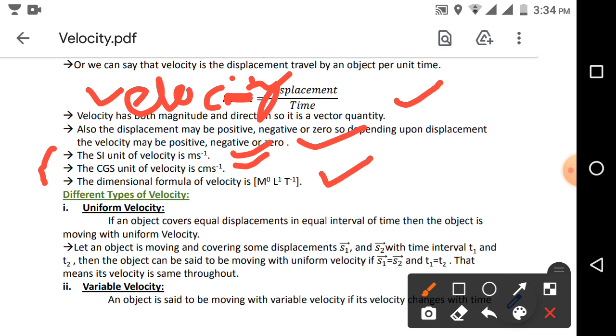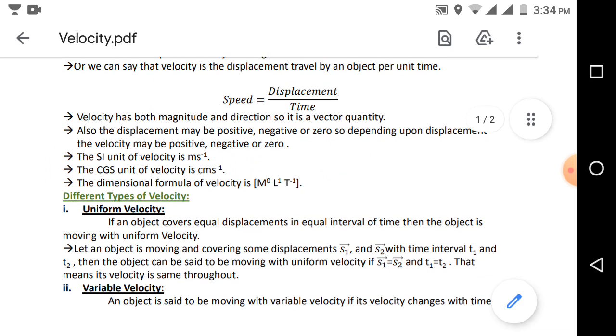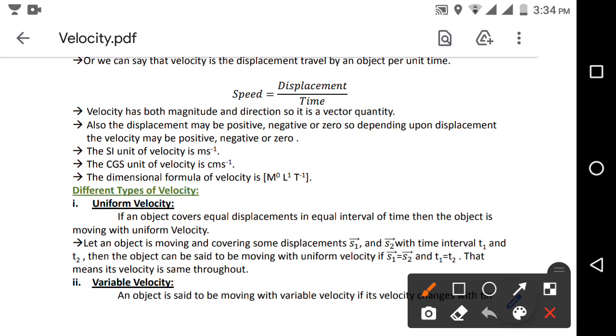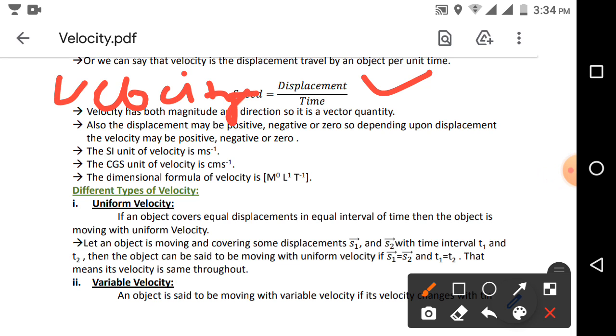Then variable velocity. An object is said to be moving with variable velocity if its velocity changes with time. If the velocity of an object is changing with time, then we can say the body is possessing a variable velocity. You can change it in your note: in place of speed, write down velocity. This is a typing mistake, so ignore this.